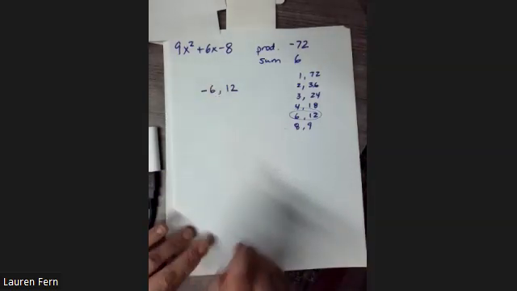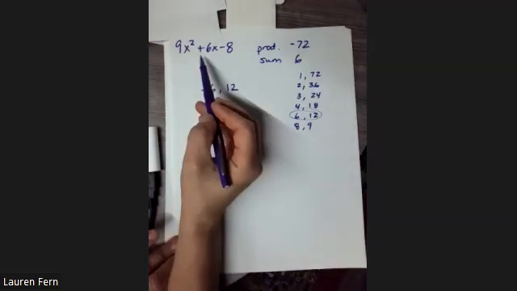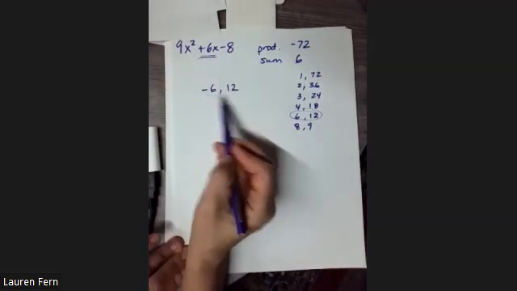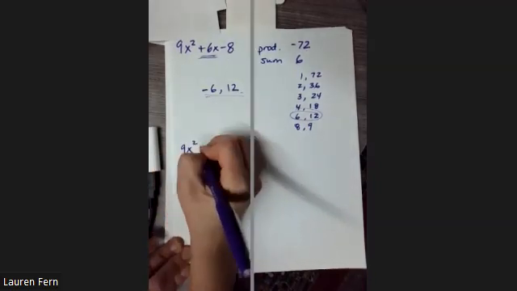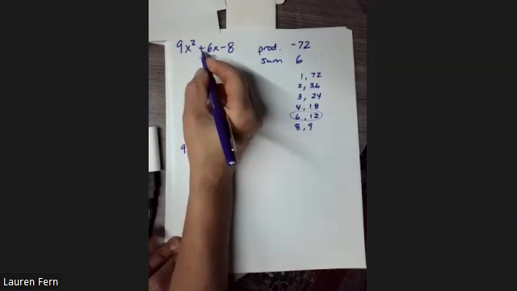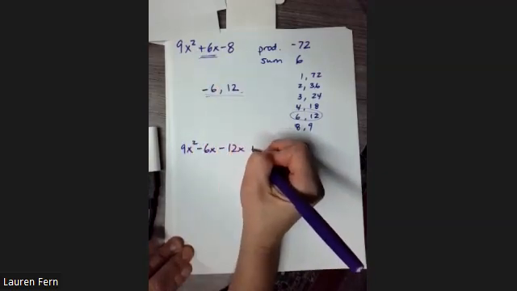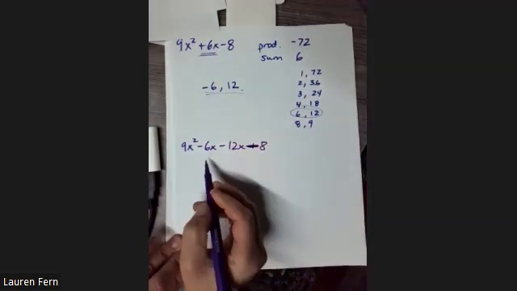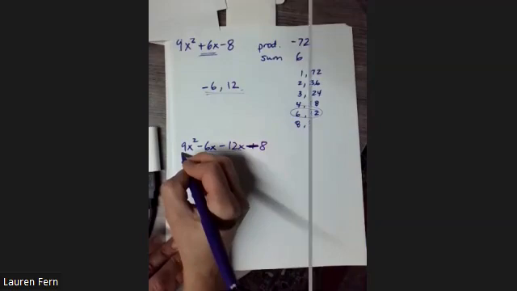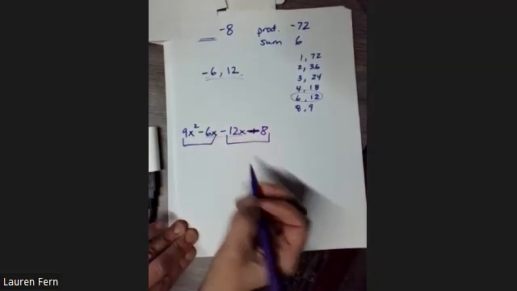This is why I say this is the longest step. Well, what I then do is I rewrite my middle term using those numbers. I have 9x squared, and in place of positive 6x, I'm going to write -6x plus 12x. And then I have -8. This is the only difference. And now I'm going to factor by grouping.